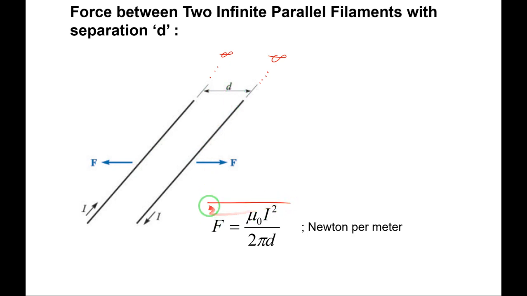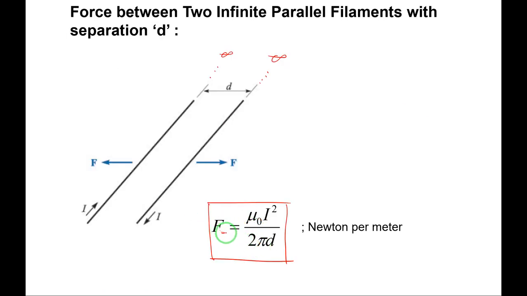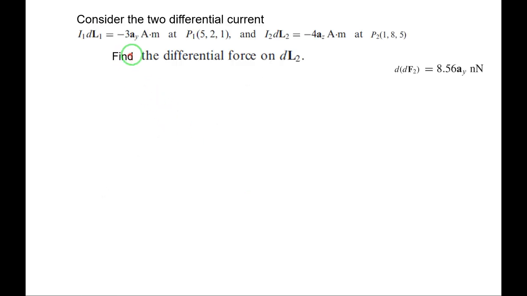Then we'll take up the direct formula. We'll not see the derivation. The repulsive force is given by F is equal to mu naught I square by 2 pi d Newton per meter, where d is the separation between the two straight conductors. Just try to remember this. We will not solve any numerical, but it may help you in exams. F is equal to mu naught I square by 2 pi d.